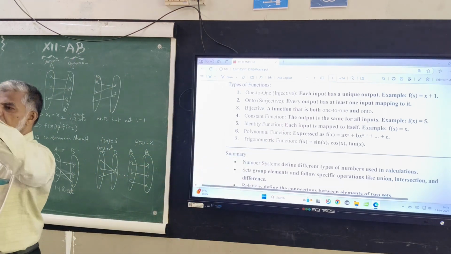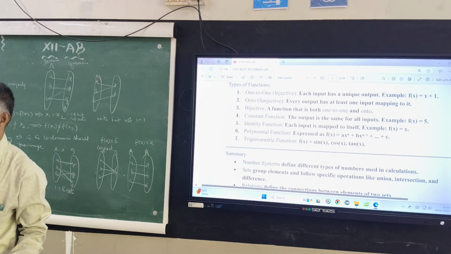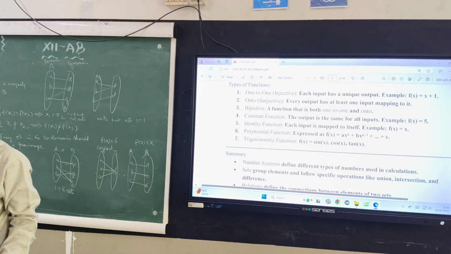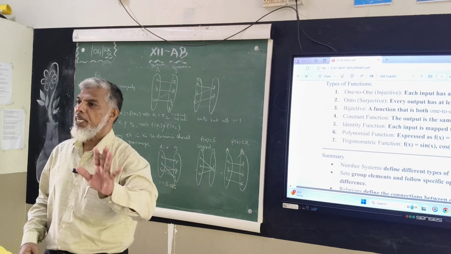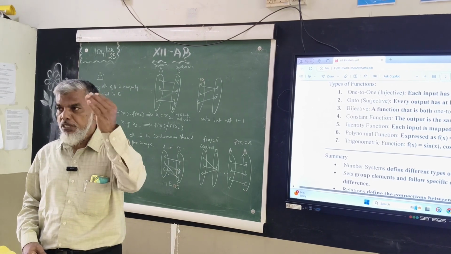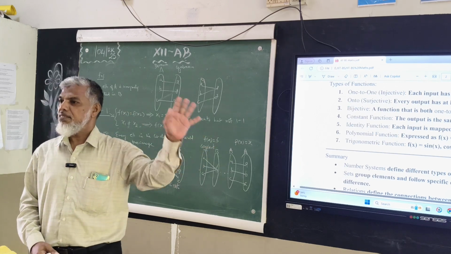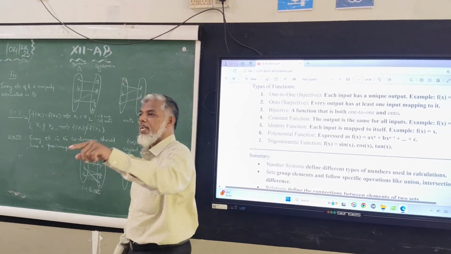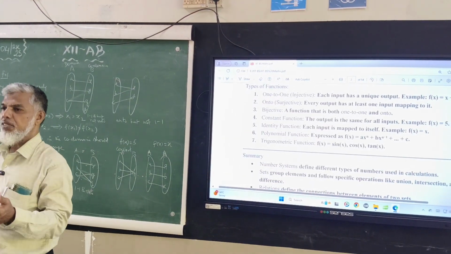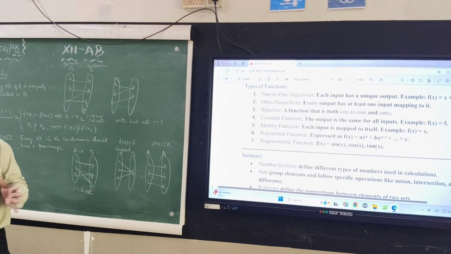Trigonometric functions: cos, sine, tan. What are the other three? Other three are cosecant, secant, cot. They are reciprocals of these. It is enough to have sine and cos, because tan is also the division of the two. Tan is sine by cos. Okay, so these are the functions we are going to study in the problems.